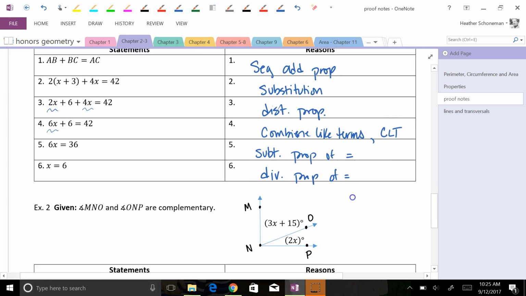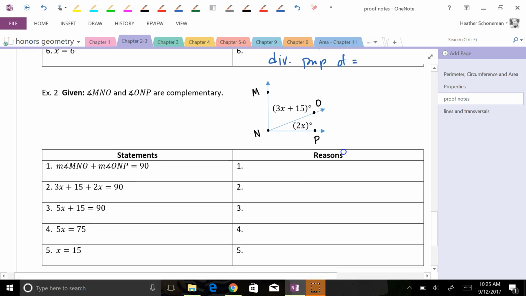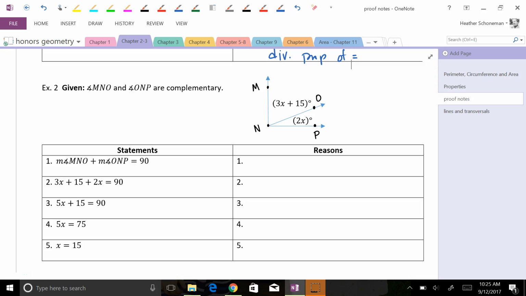It's with angles. So here's our picture. And then it tells us angle MNO, that's the top one, and ONP are complementary. Well, complementary means that they add to 90. So then it said the measure of the top angle plus the measure of the bottom angle equals 90. How can they say that? Well, that is the angle addition postulate that we learned in chapter 1.